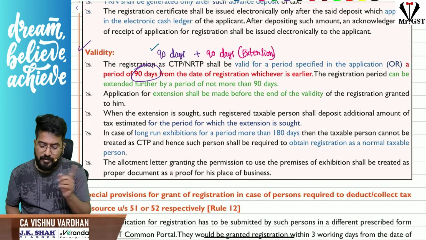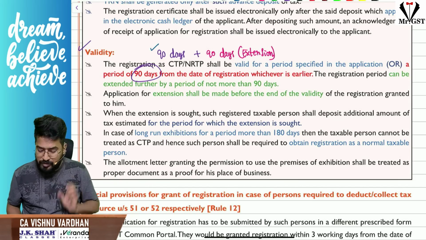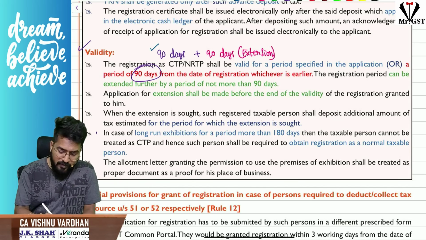So that is why maximum 90 plus 90. Sir, first I have asked for 10 days, now I'll ask for 120 days. Not possible. Sorry. And there is one more clarification here, sir.